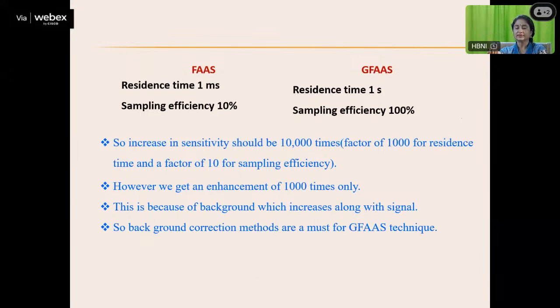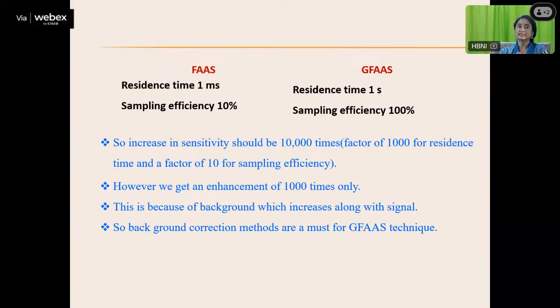Whereas in case of GFAS, it is 1 second, because it is a small confined tube and you are putting a discrete quantity of sample inside. It is not a continuous flow. Discrete quantity of sample you are putting, and then you are heating it. So residence time is 1 second.